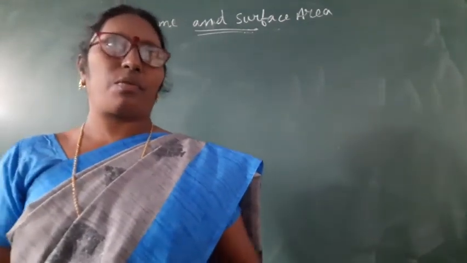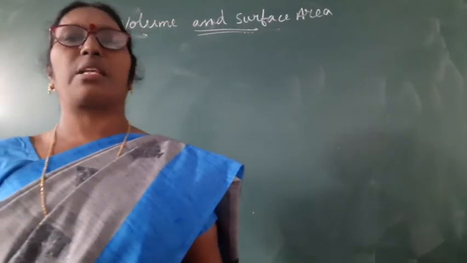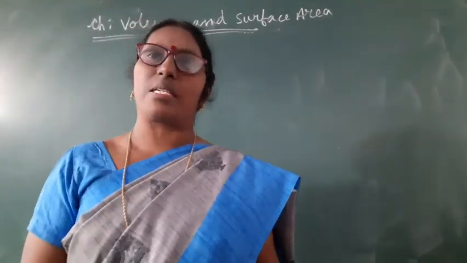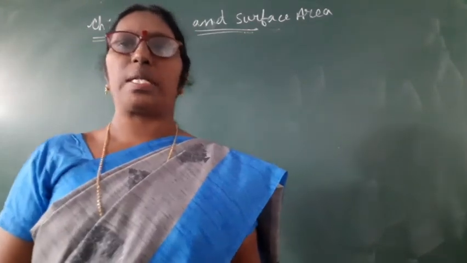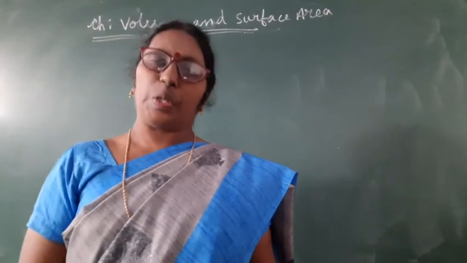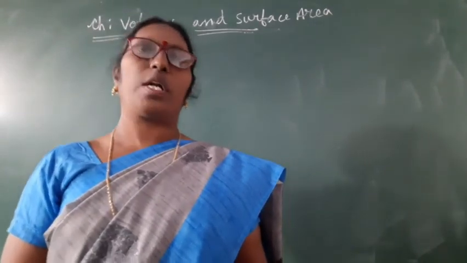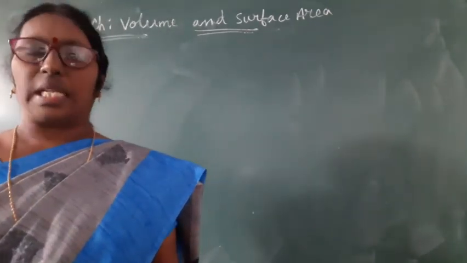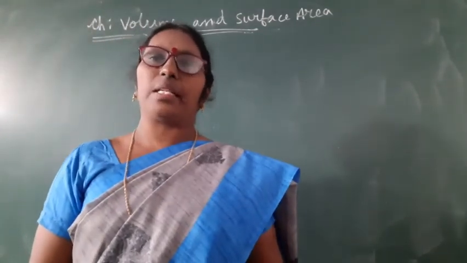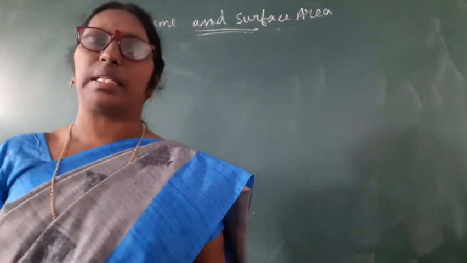Today let us have the second part of volume and surface area. What is that? In the first part you have learned about cubes and cuboids, how to find the volume and surface area of cubes and cuboids. And today we are going to learn about cylinder, how to find the volume of a cylinder and how to find the surface area of a cylinder.